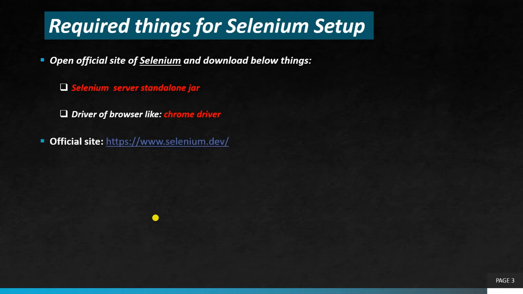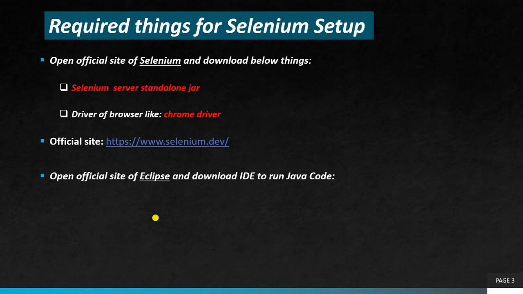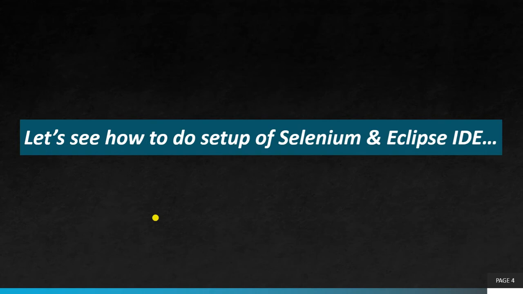This is the official site of Selenium, on which we need to navigate and download the jar and the Chrome driver. If you want to execute your code on Firefox, Safari and others, you can choose as per your requirement and interest. Now for the IDE we need Eclipse. You can choose other IDEs as well, but I recommend Eclipse. This is the official site of Eclipse, from where you can download the latest version of Eclipse. Now let's see from where and how to download the jar, driver and IDE.